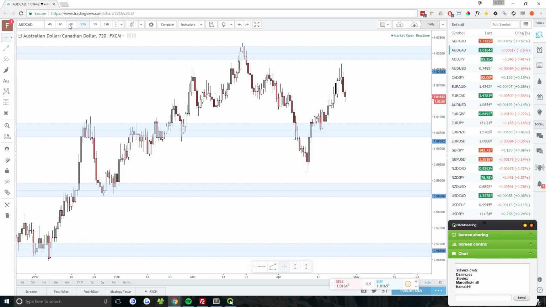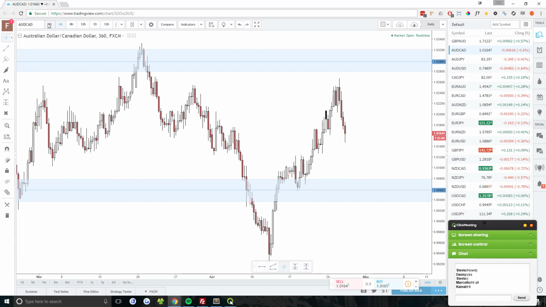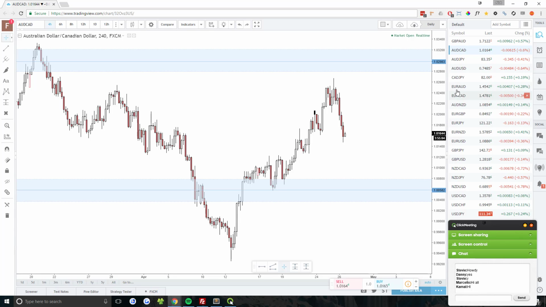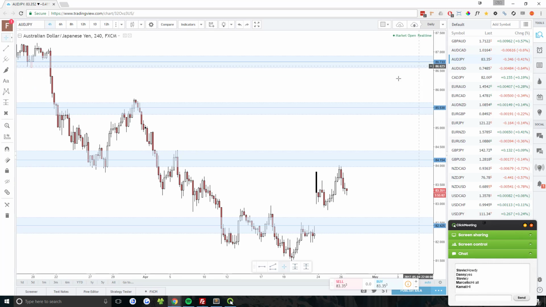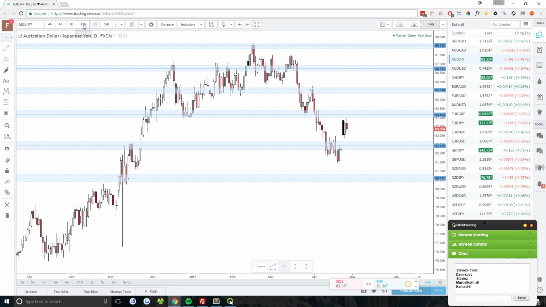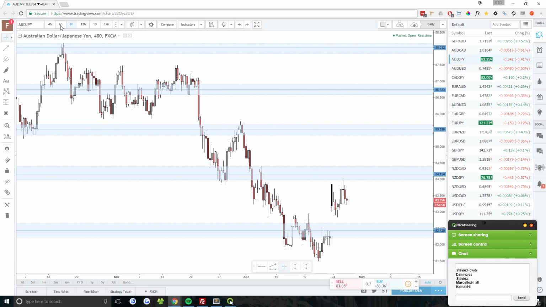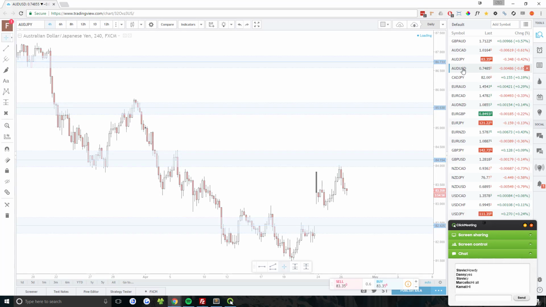All right, AUDCAD. What's going on with AUDCAD? Nothing much. It's in between two support resistance areas, so nothing really to trade there. AUDJPY, in between two support resistance areas, nothing much happening.